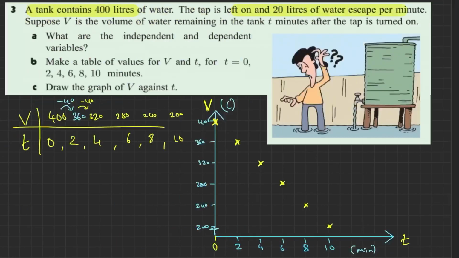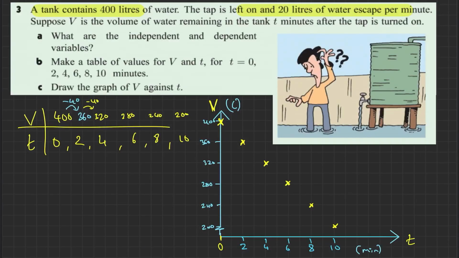So part D, is the relationship between V and T linear? Well, going back to our graph, what do you think? Okay, because all the points lie on a straight line, the relationship is linear, and we can confirm that as well by looking at the table of values, because on the table of values we have a constant change of minus 40 liters every 2 minutes.